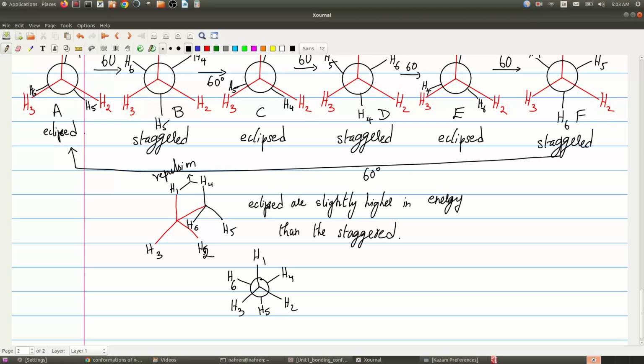Because there is more distance between the two, there is less repulsion, and consequently staggered conformations are more stable than eclipsed conformations.